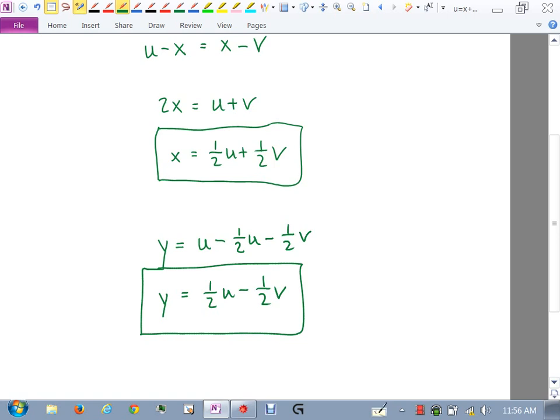I have my x as a function of u and v now. My y is a function of u and v. So I'll be able to take partials and I'll be able to get the Jacobian determinant. Do y'all want to do that now? We can do it now.